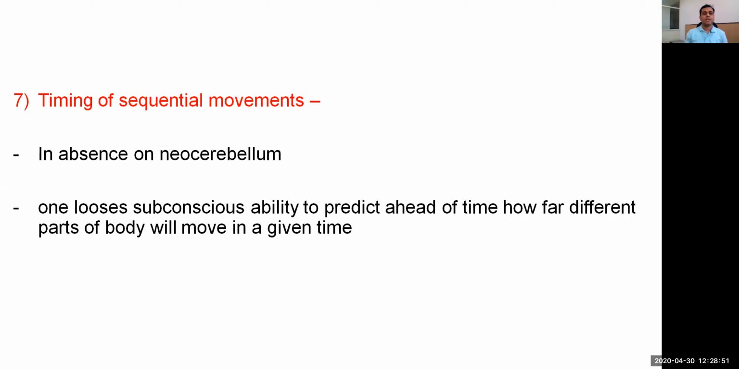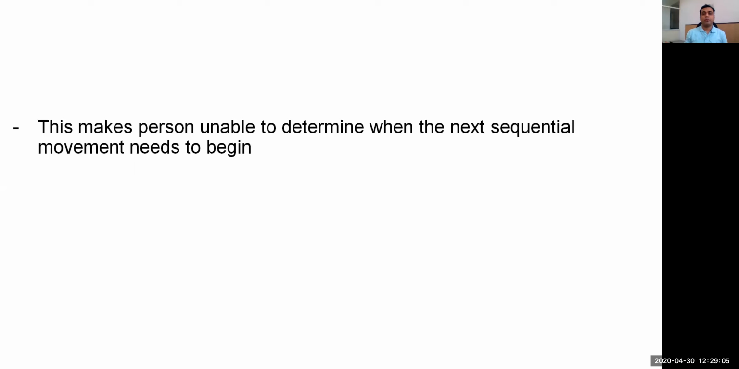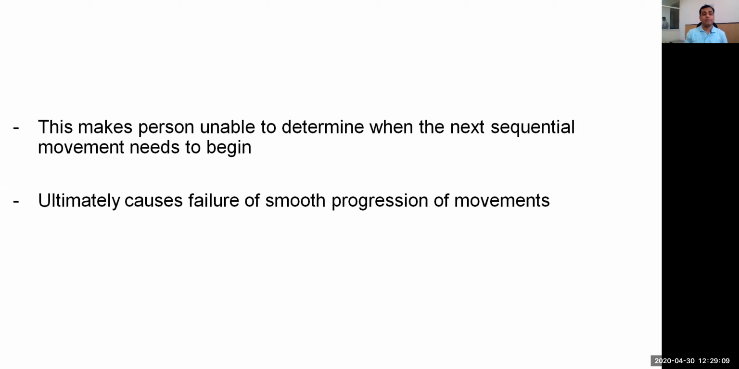Next function is timing of sequential movements. In absence of neocerebellum, one loses the subconscious ability to predict ahead of the time how far different parts of body will move in a given time. This makes the person unable to determine when the next sequential movement needs to begin, and thereby ultimately causes failure of smooth progression of the movement.